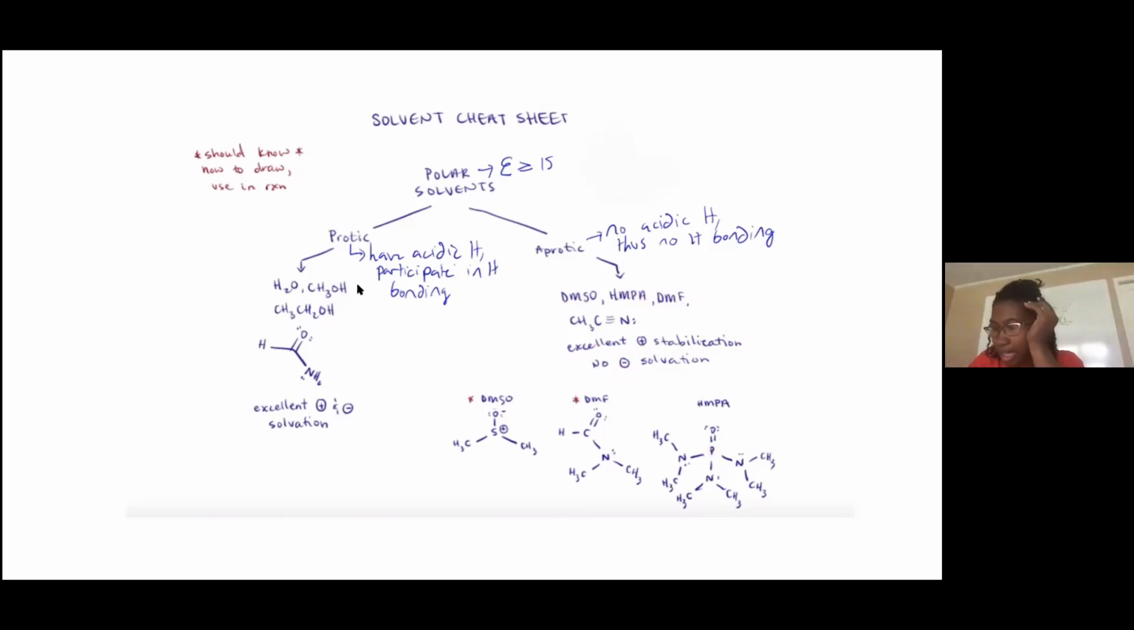I would say that the polar solvents definitely show up more in the reactions, and I would recommend trying to commit some of the examples for a polar protic solvent and a polar aprotic solvent to memory, just because those do show up a lot, as you'll see within the next couple of lectures.